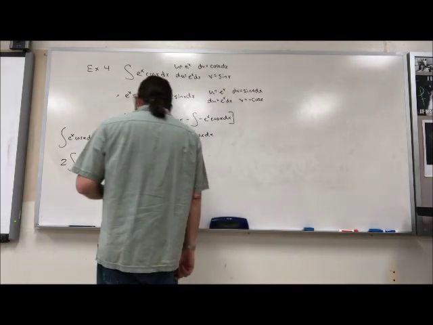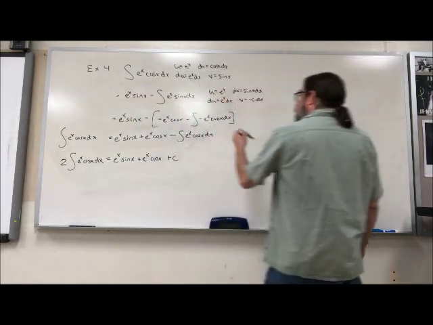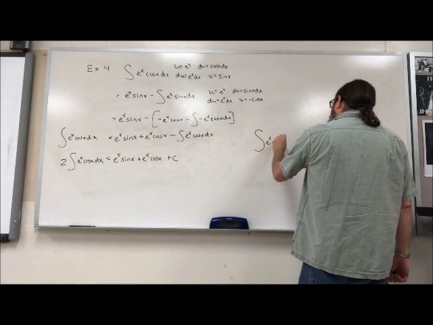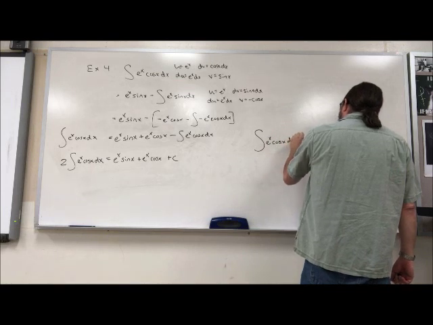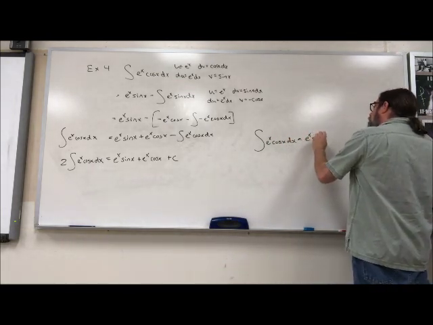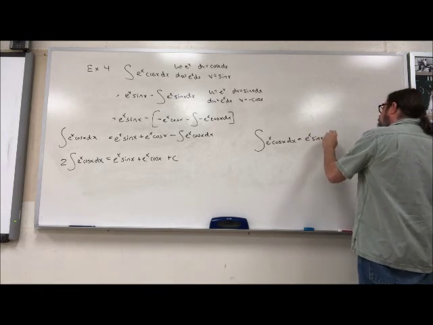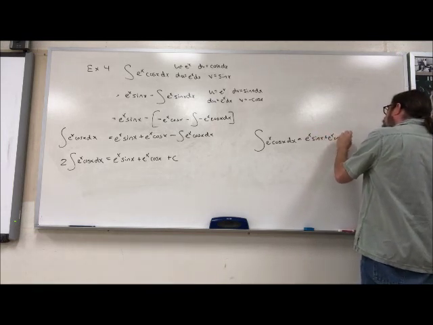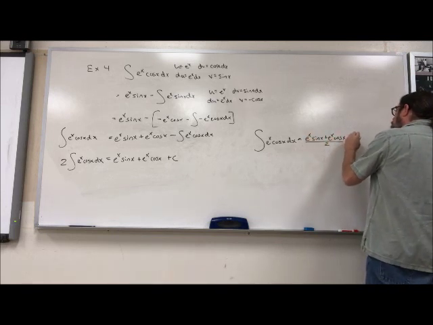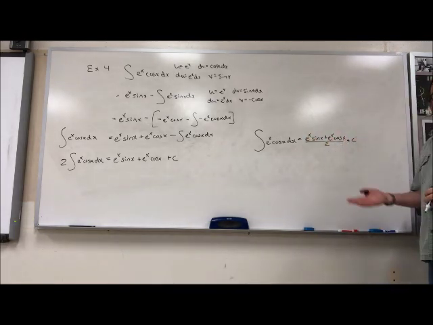So therefore, our answer is going to be, and I'm going to write it over here, that the integral of e to the x cosine x dx is equal to e to the x sine x plus e to the x cosine x divided by 2 plus c. So there you have it.